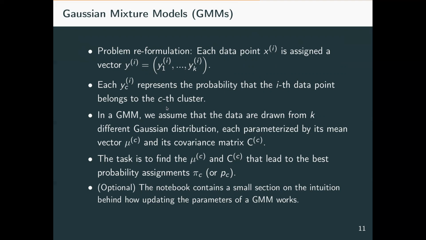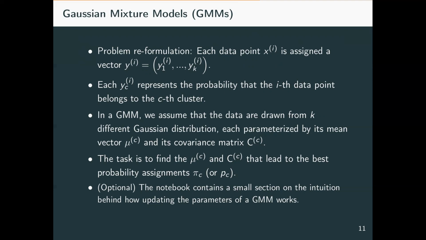Okay, and in the GMM, we assume that the data are drawn from k different Gaussian distributions, and each distribution is parameterized by its own mean vector and covariance matrix. So we will not get into many details about the Gaussian distribution or how we update the mean and covariance matrices. But in the notebook, there is a small optional section if you are interested in that.